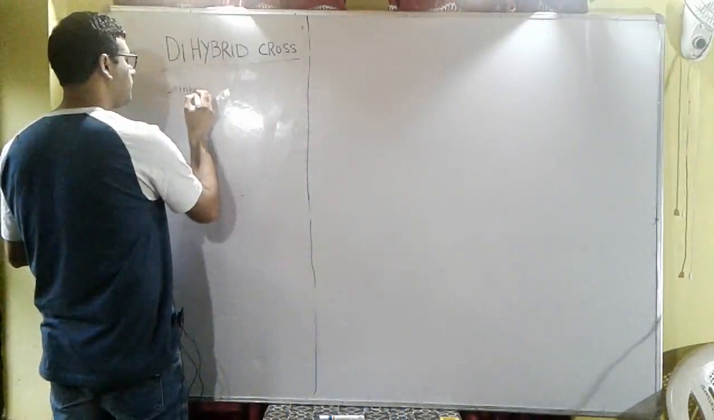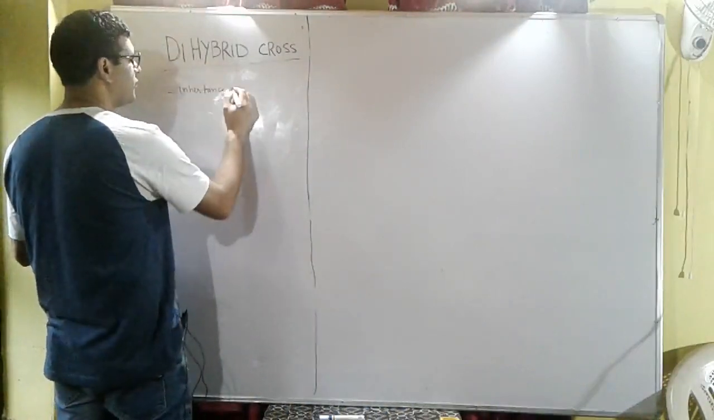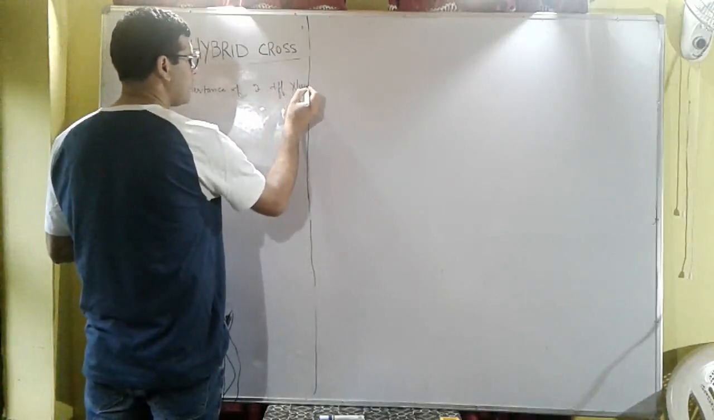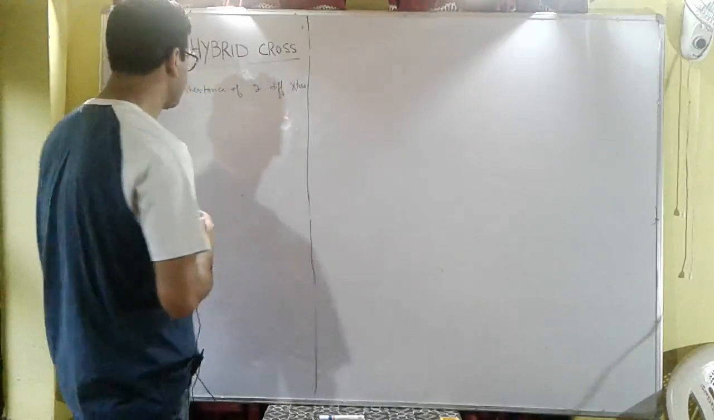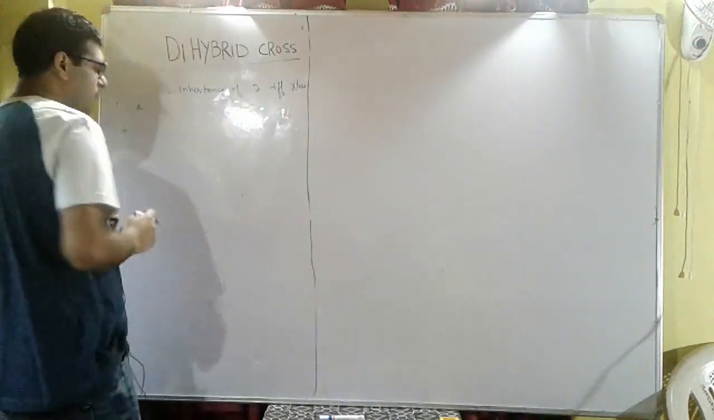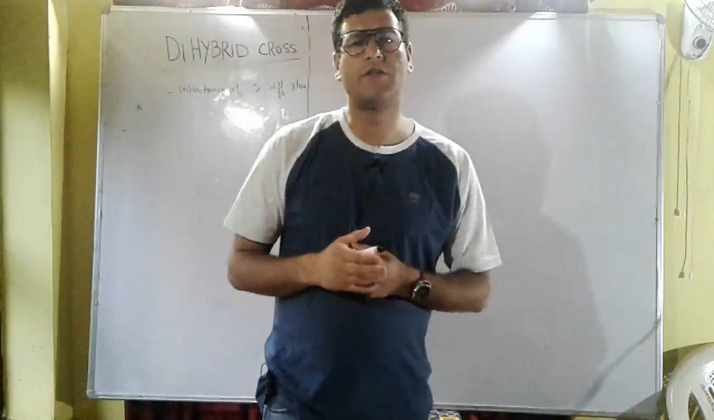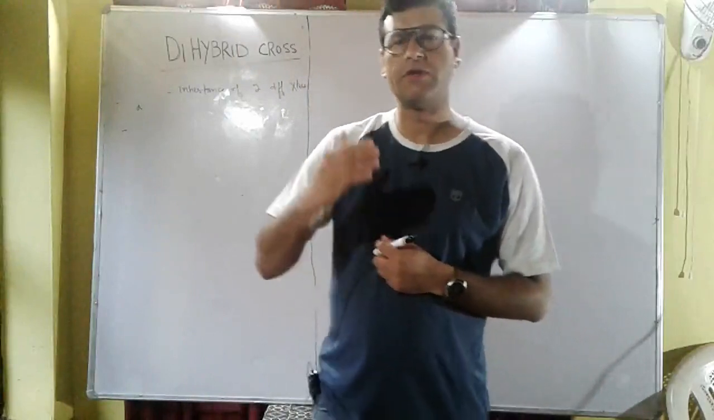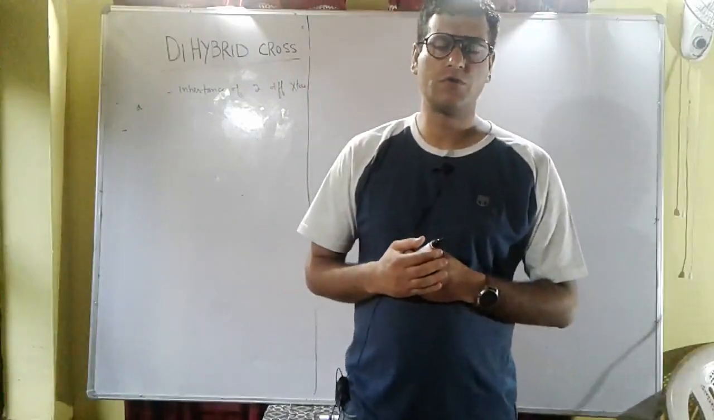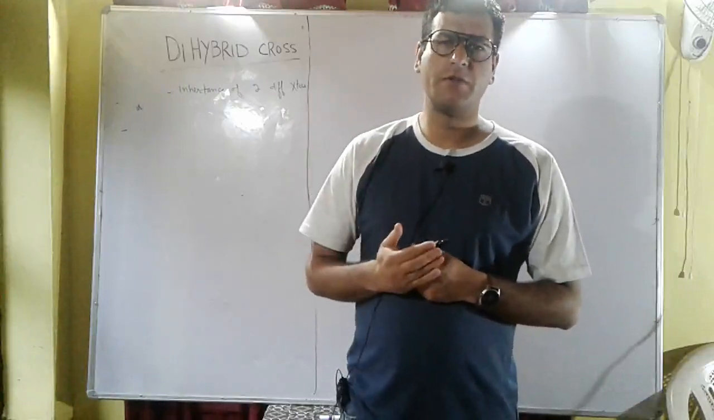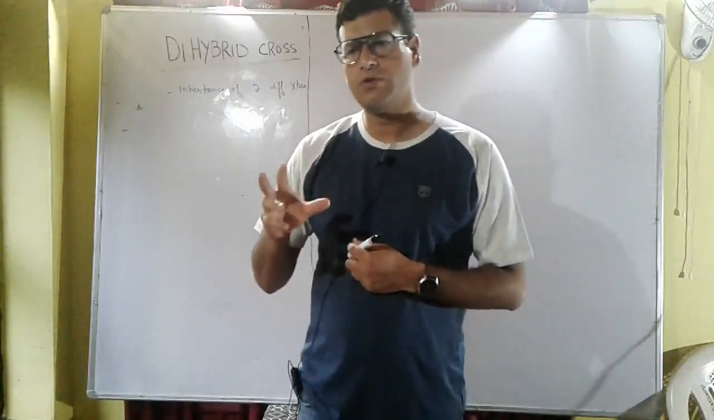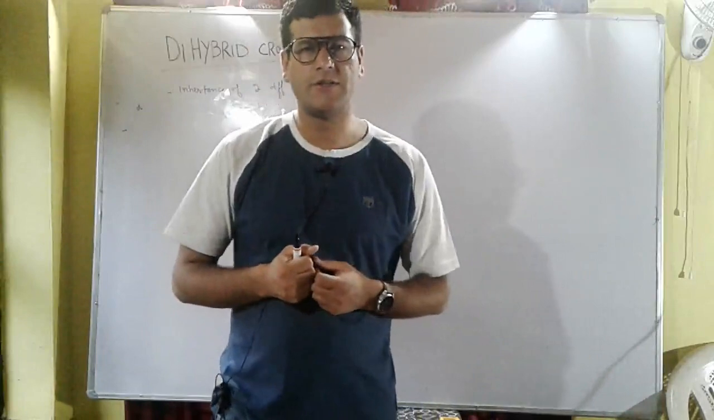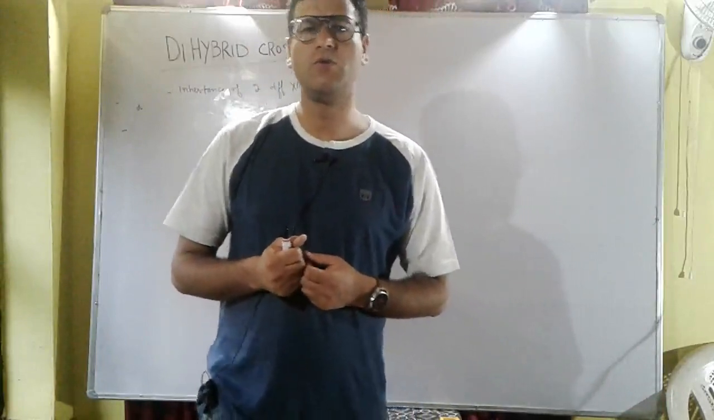Inheritance of two different characters, or the inheritance of two different traits. We know that one character, one trait, is controlled by one gene, and one gene has one pair of alleles on the homologous chromosome. Obviously two characters will be controlled by two genes, and two genes have two pairs of alleles. So we can say that this dihybrid cross considers the inheritance of two genes or two pairs of alleles.